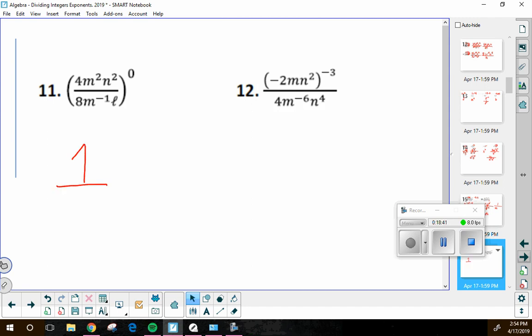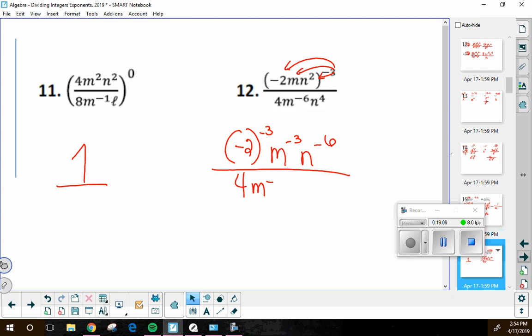All right. Last but not least, you get a negative 3. And this is the last time I get to do it, so just bear with me. Okay. So negative 2, and I'm going to put it in parentheses, to the negative 3, m to the what? Negative 3, n to the what? Negative 6, okay, over 4, m, negative 6, n to the 4th. So I didn't do a whole lot except for just distribute.